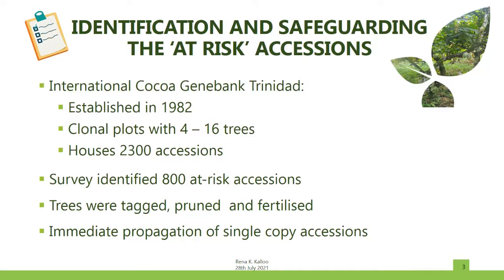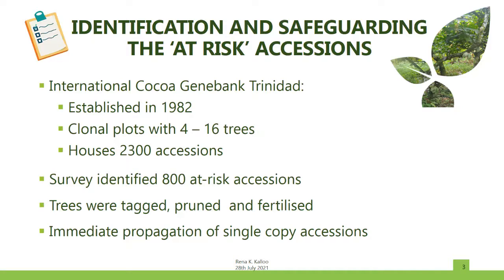The International Cocoa Genebank is almost 40 years old. It covers about 30 hectares or almost 100 acres of landscape. The accessions were planted as clonal trees in plots of either 4, 8, or 16 trees. Initially we started off with 16 trees, but to maximize space, we propagated accessions with 8 trees. The 4-tree plots are those nursery plots within the collection. And the gene bank consists of about 2,300 accessions.